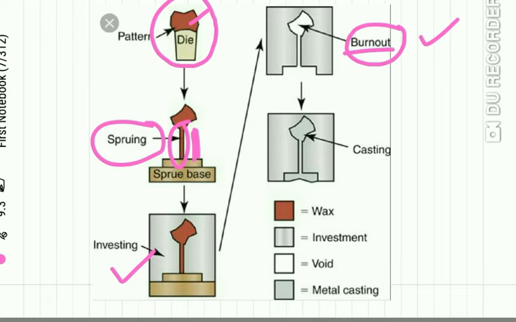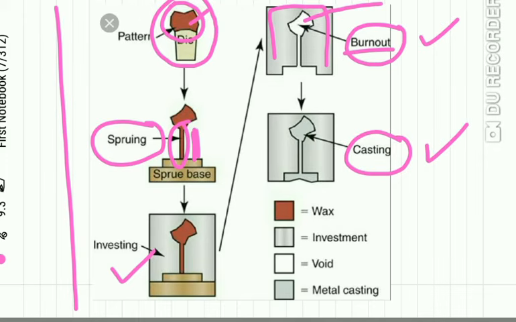After the burnout, there is an empty space inside this investment material, and now this empty space is filled up with an appropriate alloy, forming the casting. So this entire procedure is called the casting procedure. In this procedure, the wax pattern which was first constructed on the die is lost, so it is called the lost wax pattern technique. Now, we will be studying in detail this entire procedure of casting.